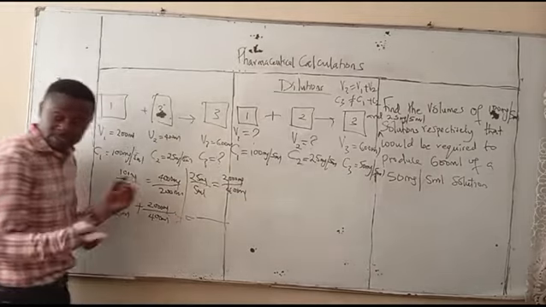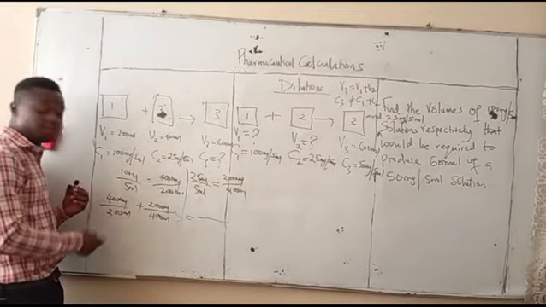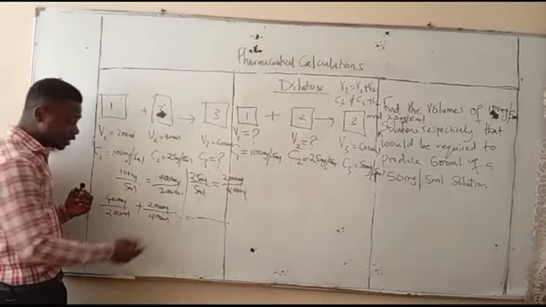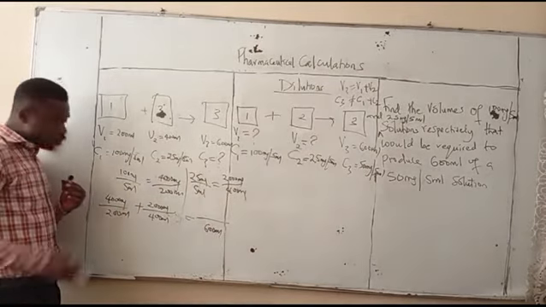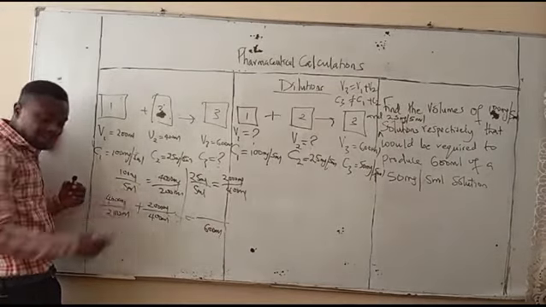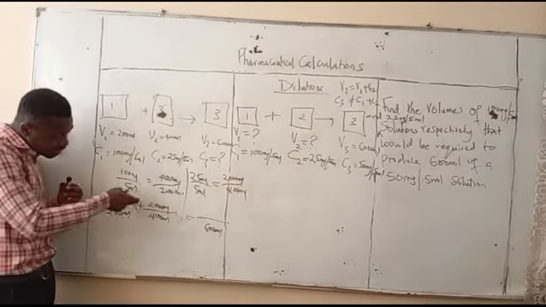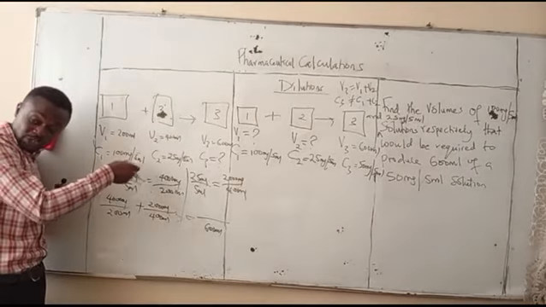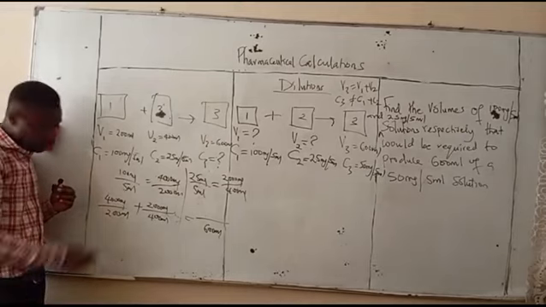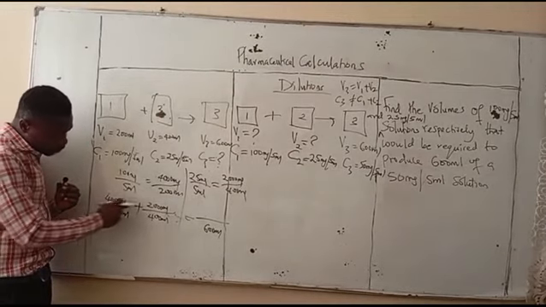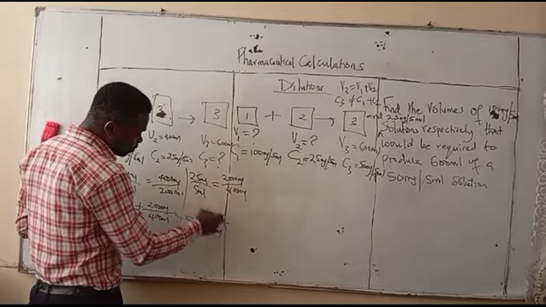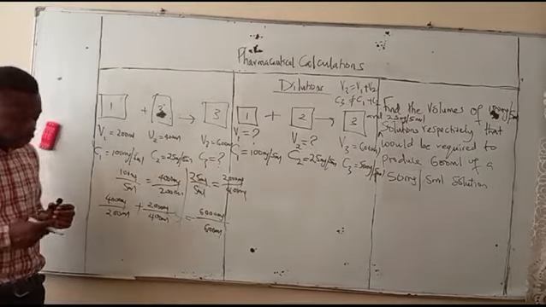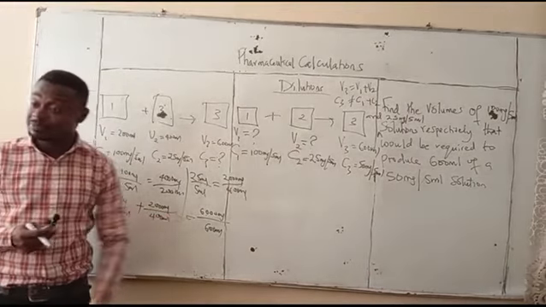The volume should be added together because V1 plus V2 will give you V3. So here should be 600 ml. You can now comfortably add the amount, but not concentration. You can now add the amount of the sodium chloride in the entire volume. You can add this and this. 4,000 plus 2,000 is what? 6,000 milligram. So we have 6,000 milligram in 600 ml.